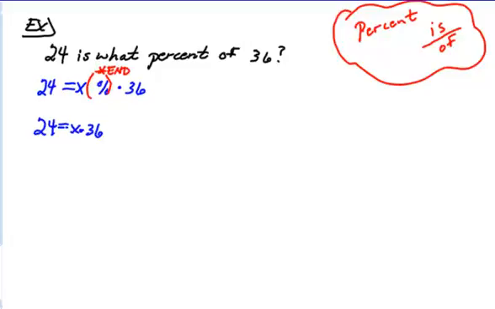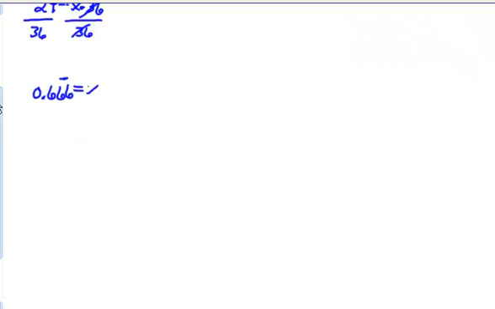To get x by itself, what do we do? Divide by 36, the same thing on both sides. This is going to repeat. The reason I'm doing this is because I'm moving the decimal twice. So I get 66.6 repeating percent equals x. Or you could have put 66 and 2/3%. Remember, that's where you got the 6 from? Equals x percent. Both of those are okay with me.